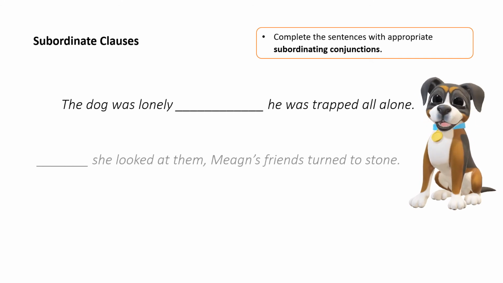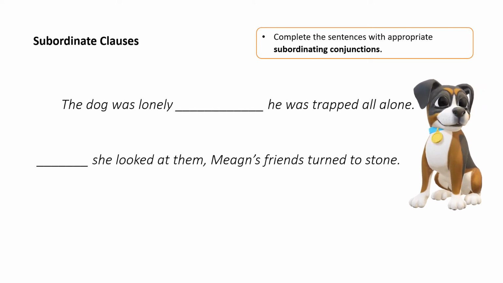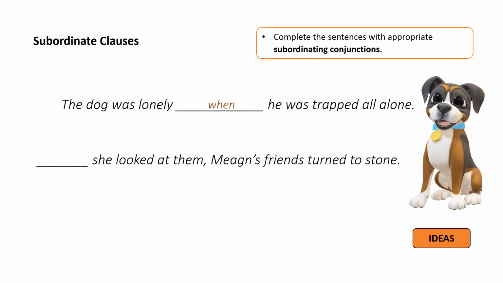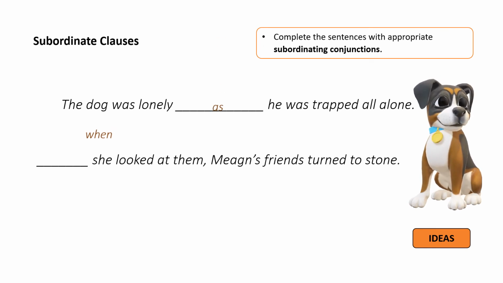Have a go. What do you think would be an appropriate subordinating conjunction to link together these two clauses? Well, we could have had "when": the dog was lonely when he was trapped all alone, or we could have had: the dog was lonely as he was trapped all alone. Let's look at the second one.